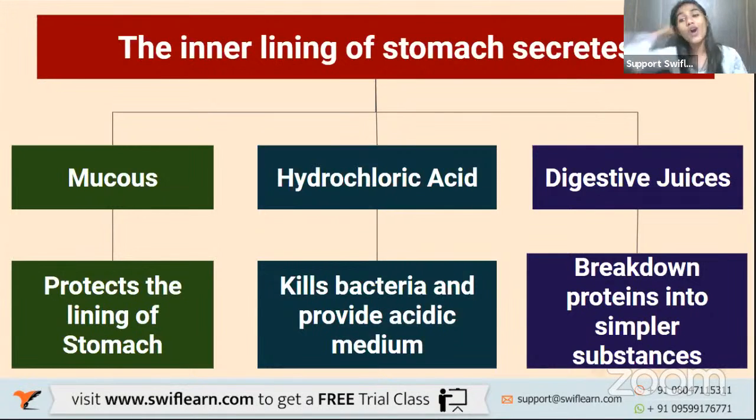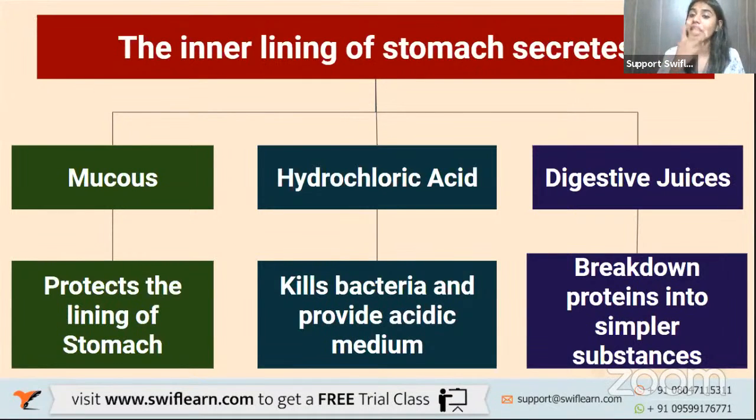Now moving on to digestive juices. That is the third and the last thing that is secreted by your stomach. Digestive juices have a mixture of enzymes. These enzymes will break down protein into simpler substances. To be very specific, proteins are broken down into amino acids. A-M-I-N-O, amino acids.